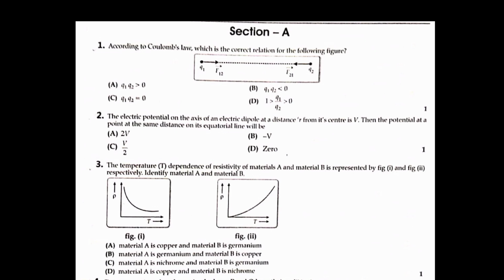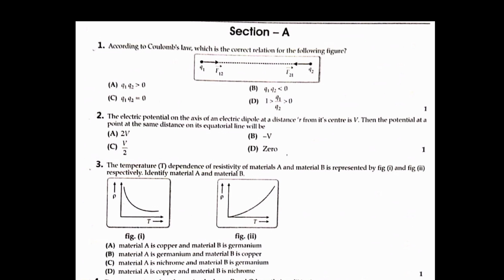So in this case, how can we find the answer? Here we have two forces, both are attracting each other. Which type of charge will they be? Here the force is attractive, which means the charges must be unlike. So in the case of unlike charges, which option will be correct? Q1 Q2 less than 0, that is positive into negative, so that will be negative. So that means Q1 Q2 less than 0. So option B is the correct answer here. The option B, that is Q1 Q2 less than 0, is the correct answer.